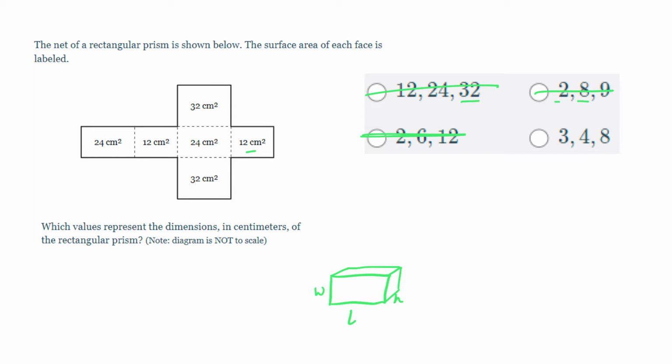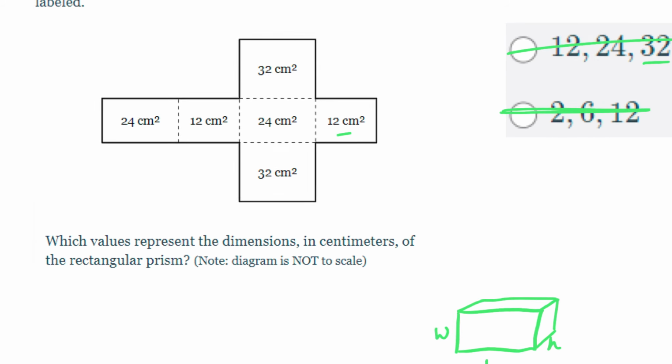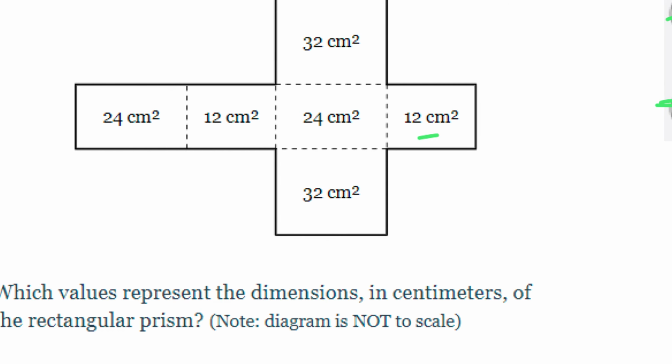So our dimensions could be 3 by 4 by 8. Well, let's do the 12. Well, if this was a 3 by 4 by 8, this is clearly the smaller of the two sides, so that would be the 3, that would be the 4. And that would leave this to be the 8.